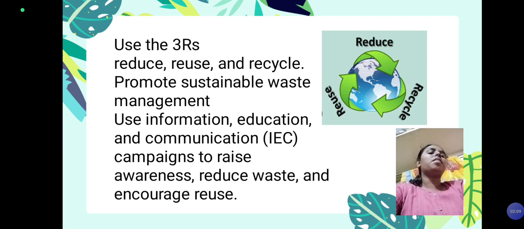We have to use information, education and communication campaigns to raise awareness to reduce the waste and encourage the reuse, so that less waste will be generated and less effort is needed to decompose this waste.